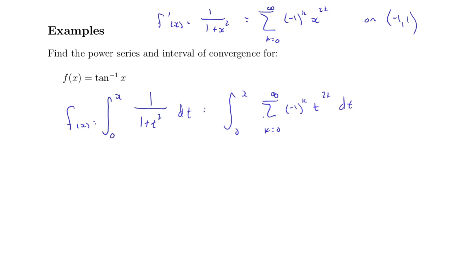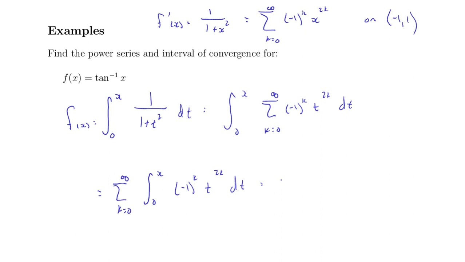What you'll notice is that if this is the antiderivative of a sum, isn't that really just the sum of the antiderivatives? We can split up definite integrals based on doing it term by term. So this is really the sum of the integral from 0 to x of negative 1 to the k t to the 2k dt.